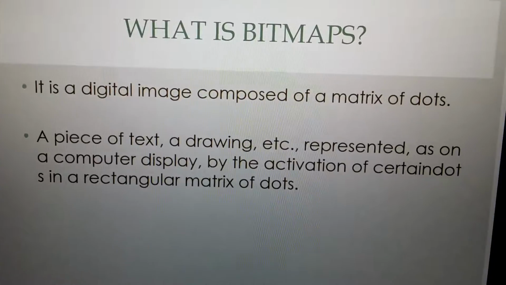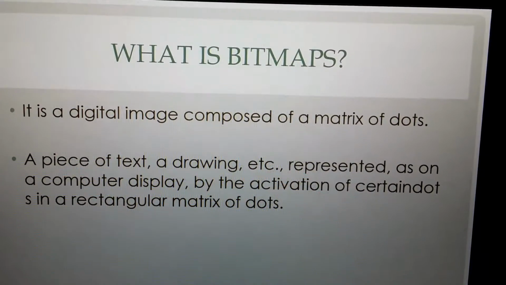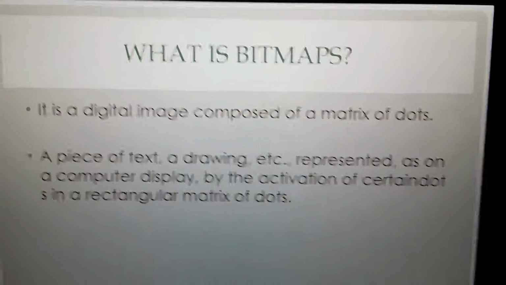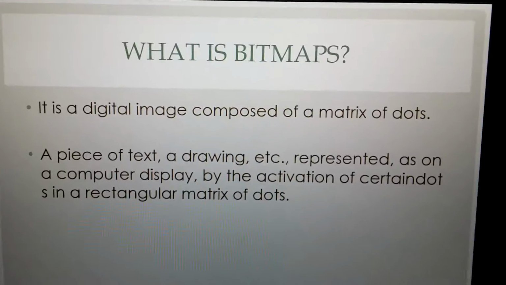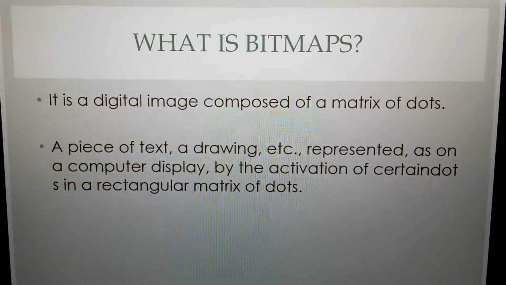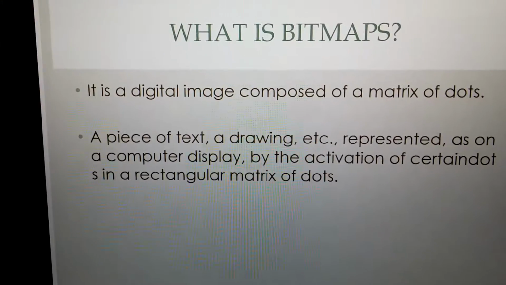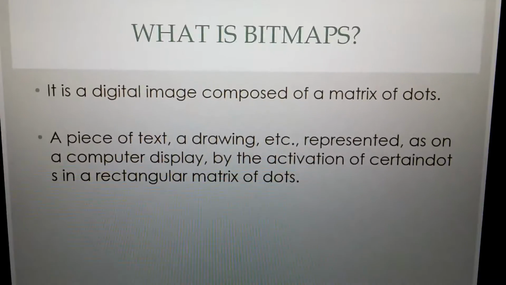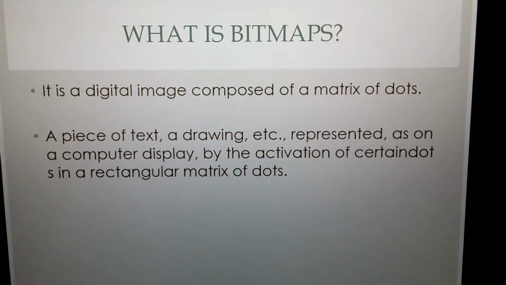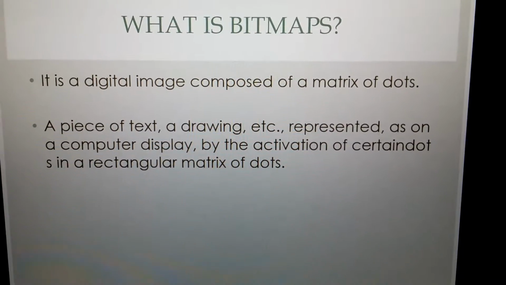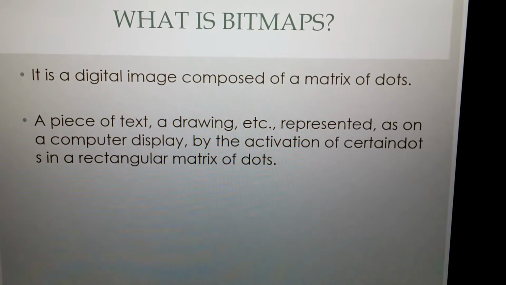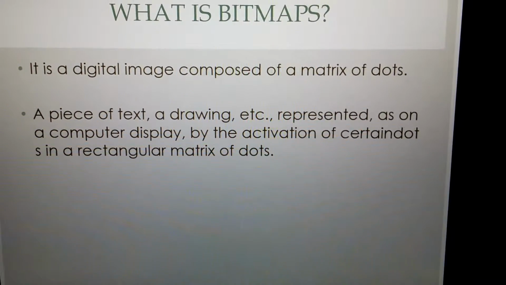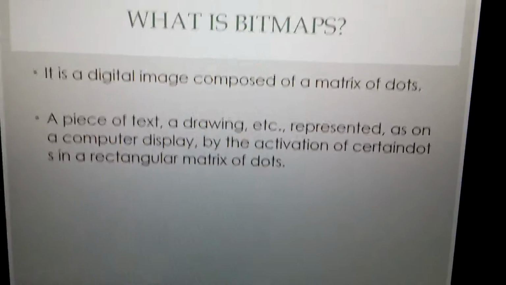A bitmap is a digital image composed of a matrix of dots. For example, a photo is formed by many dots and the image is unclear, but its file size is very small. A piece of text or a drawing is represented on the computer display by a rectangular matrix of dots.